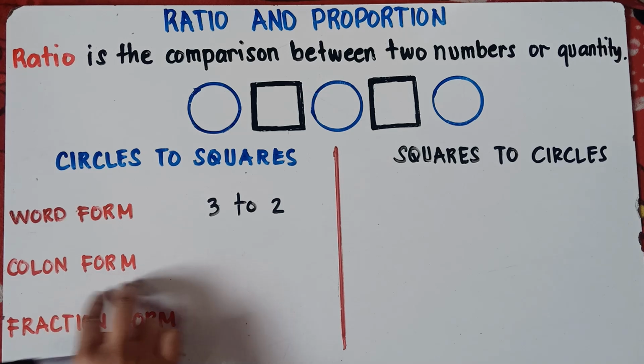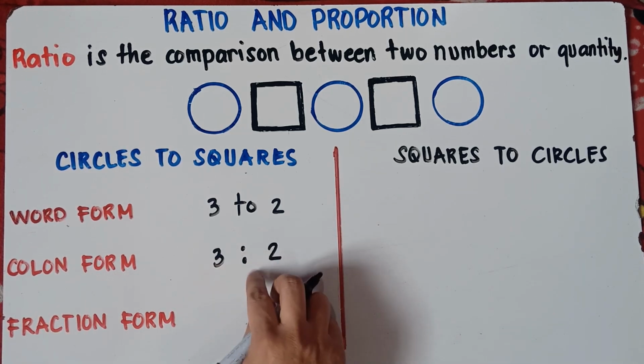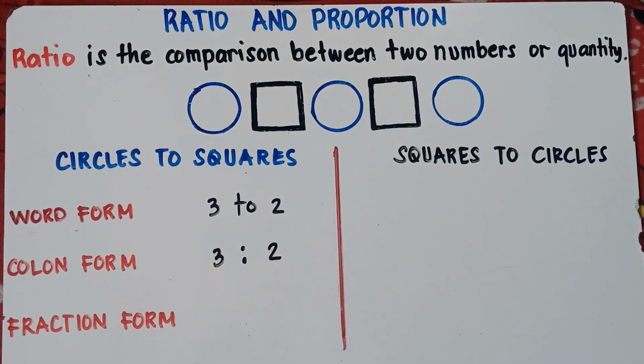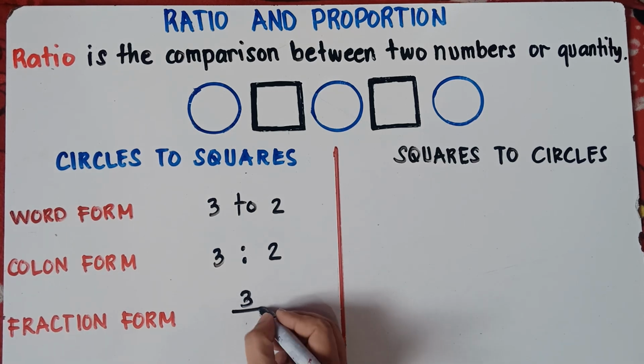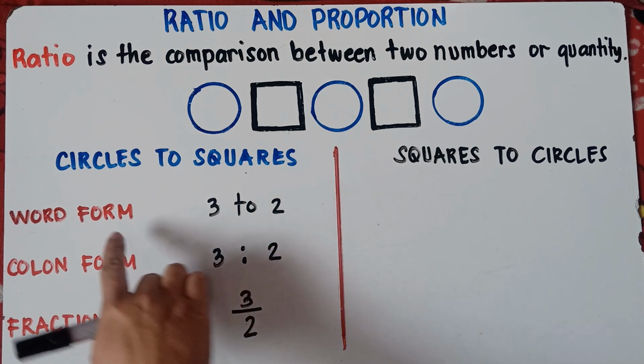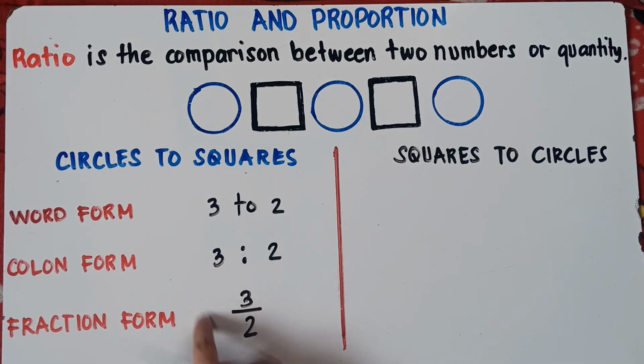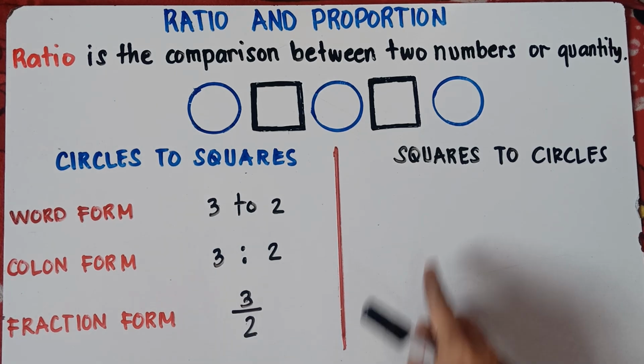We can also write it in column form, that would be 3 is to 2. So these 2 dots mean colon. And we can also write this one in fraction form, that would be 3 over 2. So this is just the same, class, same answer. You can write it in word form, 3 to 2, column form, 3 is to 2, or fraction form, 3 over 2.